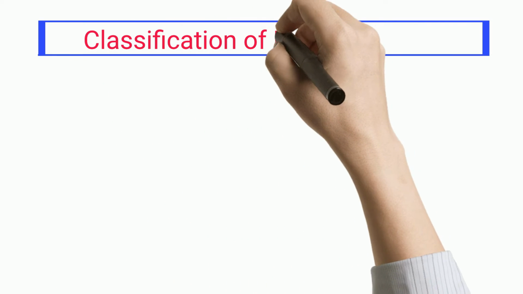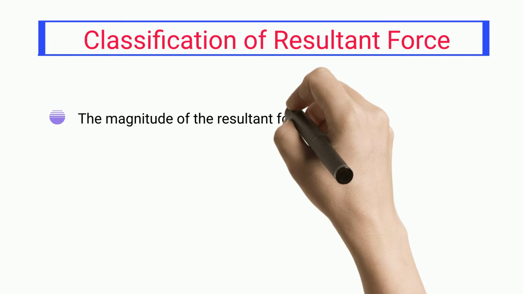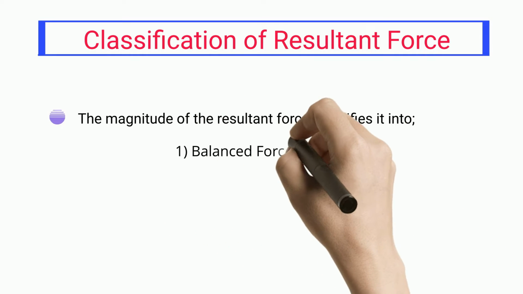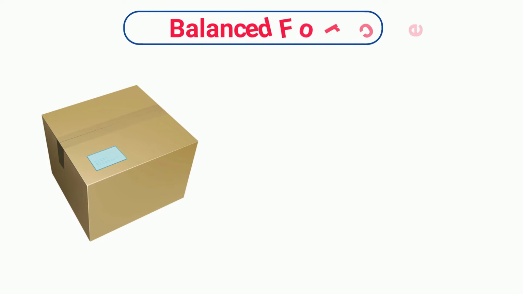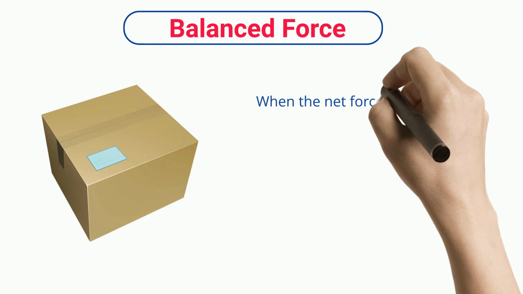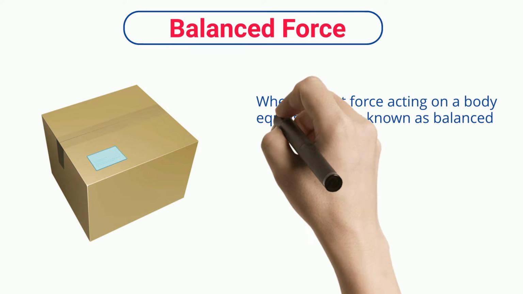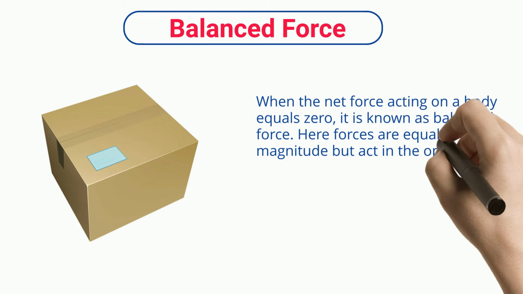Classification of resultant force. The magnitude of the resultant force classifies it into balanced force and unbalanced force. Balanced force: when the net force acting on a body equals 0, it is known as balanced force. Here, forces are equal in magnitude but act in the opposite direction.